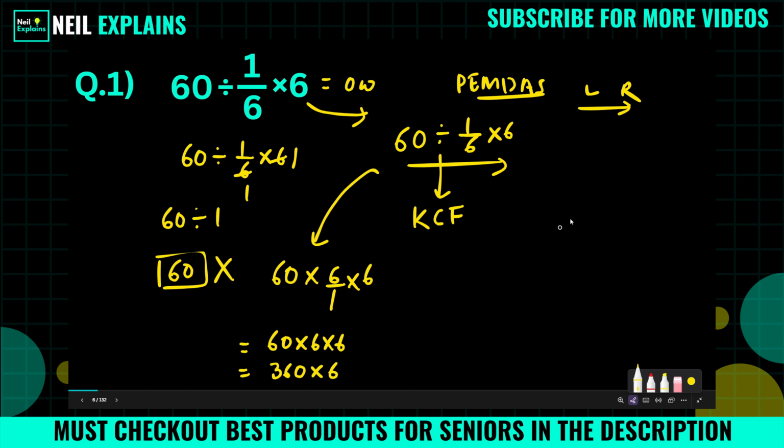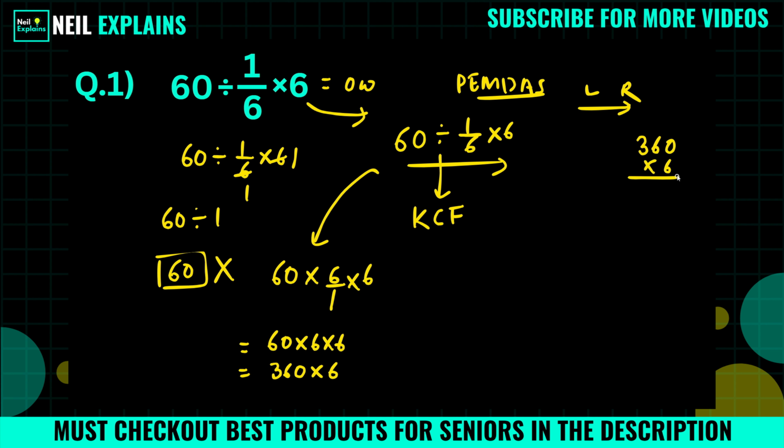And 360, what we have, 360 times 6: 6 times 0 is 0, 6 times 6 is 36, 6 times 3, so the right answer is 2160.